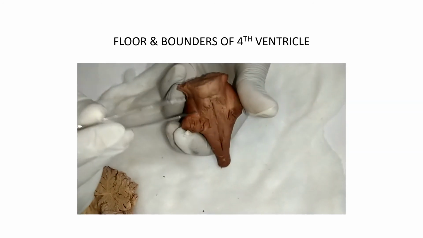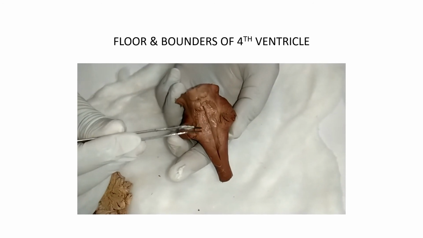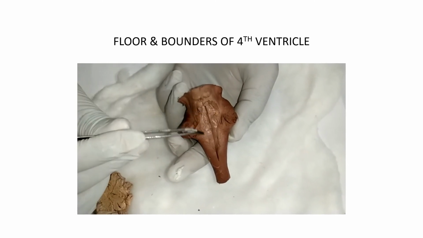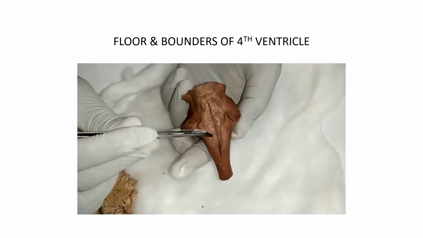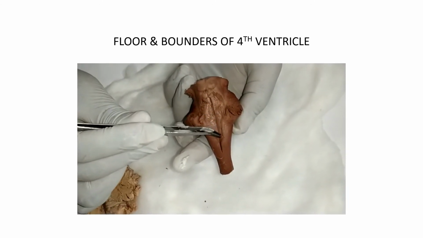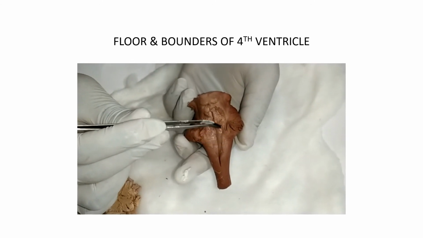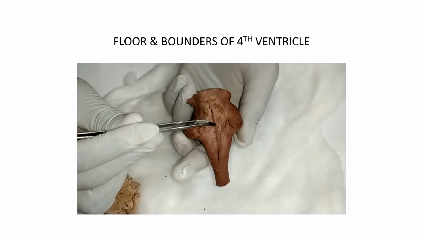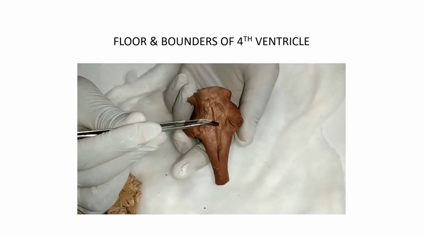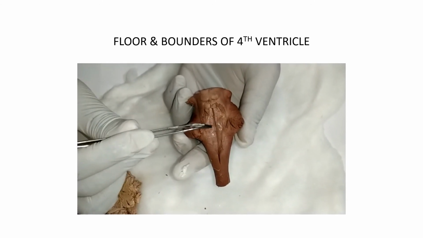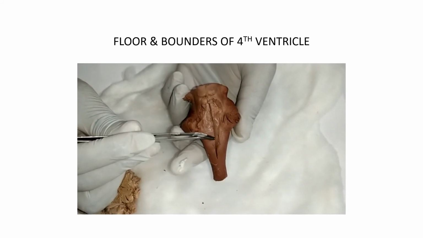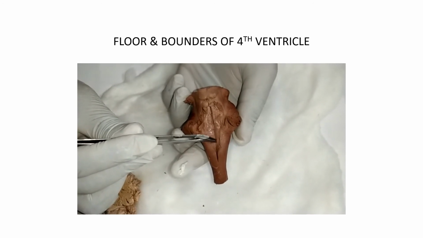Now move to the dorsal surface. Now you can see this is the diamond shape. This diamond shape is on the posterior surface of the pons and the upper part of the medulla oblongata. It is called the floor of the fourth ventricle. It is also called the rhomboid fossa. The upper triangular part of the fossa is formed by the posterior surface of the pons, and the lower part is formed by the posterior surface of the upper open part of the medulla oblongata.